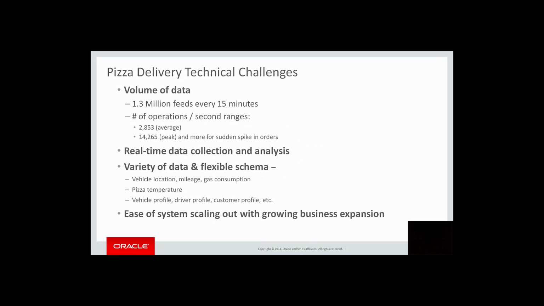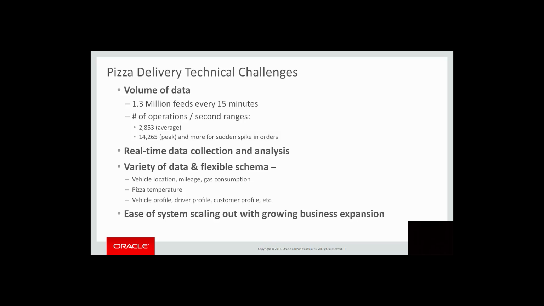Next slide shows some technical challenges he faced running his business. First, the volume of data. Think about 1.3 million feeds every 15 minutes. So the database operations needed are about 2,853 on average. And during peak time, he would need about 14,000 operations for the sudden spike in orders during the day. And also, the database needs to capture real-time data and do real-time analysis.